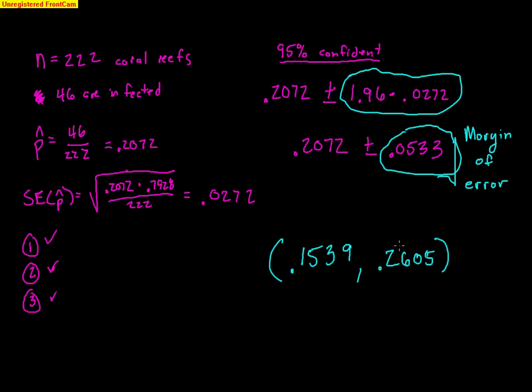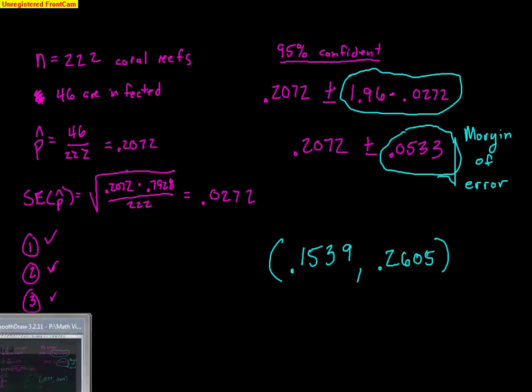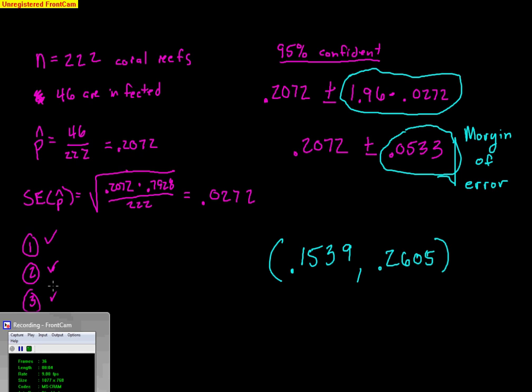Again, I have no idea what the true percentage of infected coral reef is, but my sample shows, along with my margin of error, that it hopefully, with 95% confidence, is in that range. So that's a quick little video over confidence intervals with proportions. There is a way to do confidence intervals with means, and we'll talk about that in class and over another video as well.